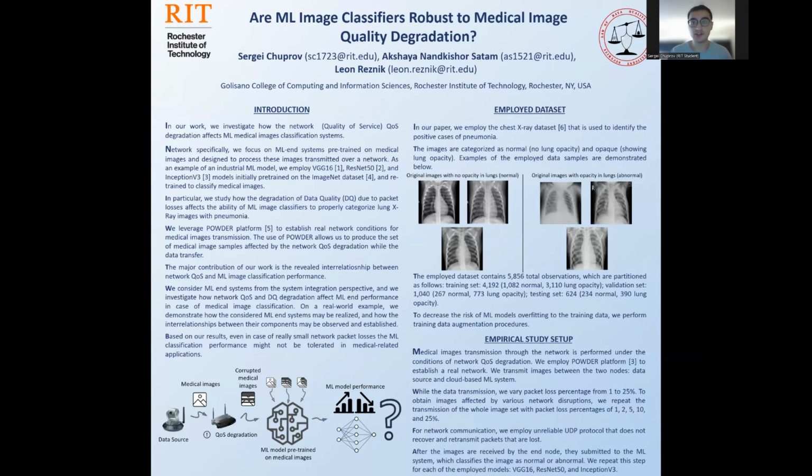A bit about the dataset which we employed. In our paper, we employed a chest X-ray dataset that is used to identify positive cases of pneumonia.